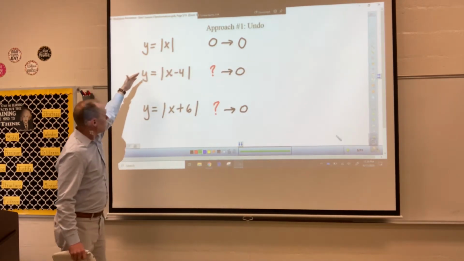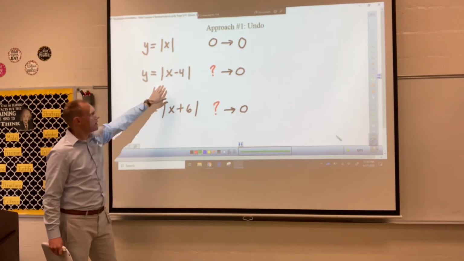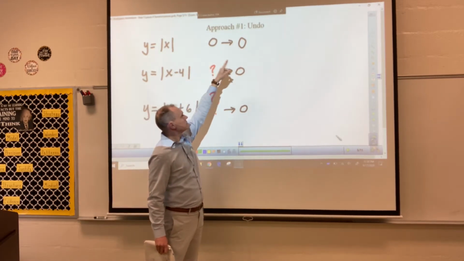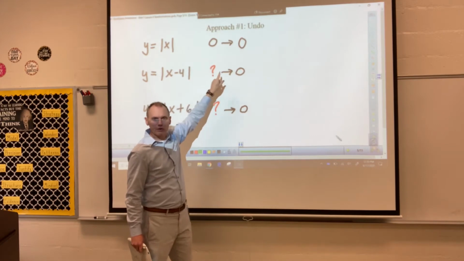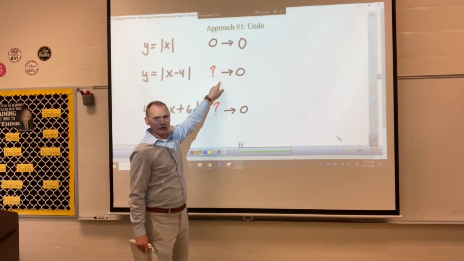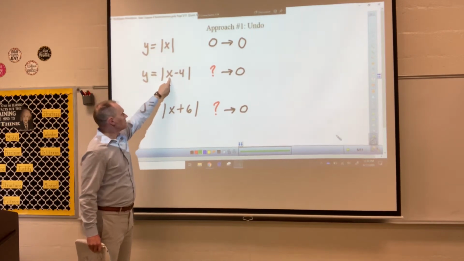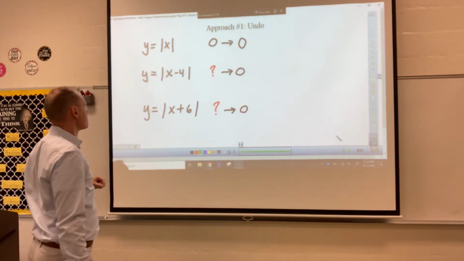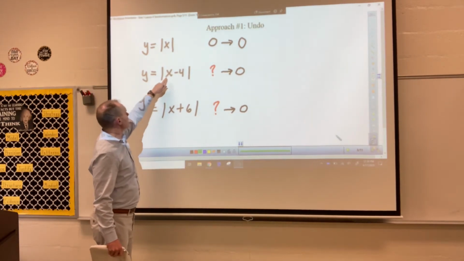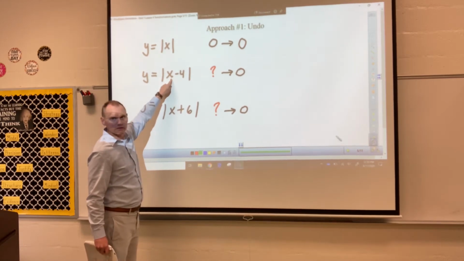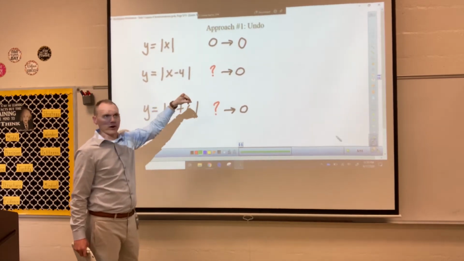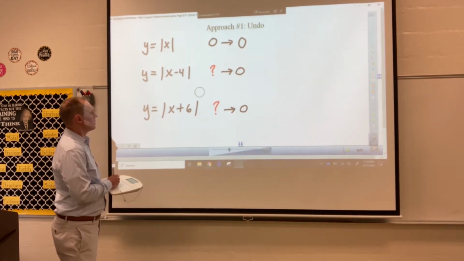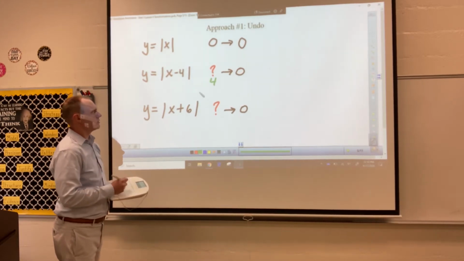All right? Now, let's pose a different scenario. We've got absolute value of x minus 4. Let's think about this now. If 0 produced 0 up there, what value would still produce 0 down here? So think about what value could you put in for x so that the output would still be 0? Well, 4. If we put in 4 here, 4 minus 4 is 0. Absolute value of 0 is 0. Oh, okay. So we put in 4 here to output 0.